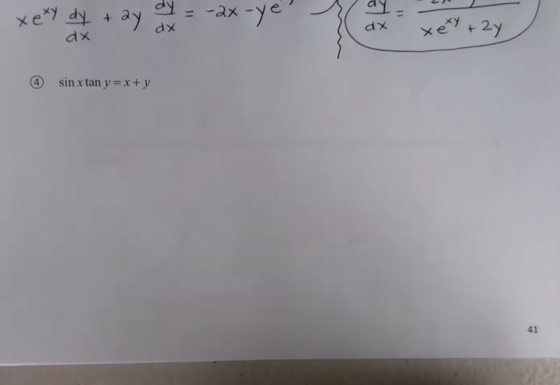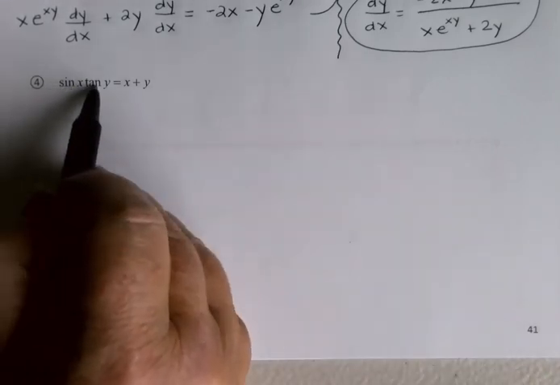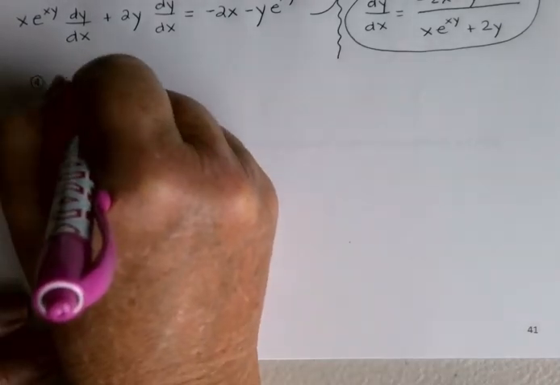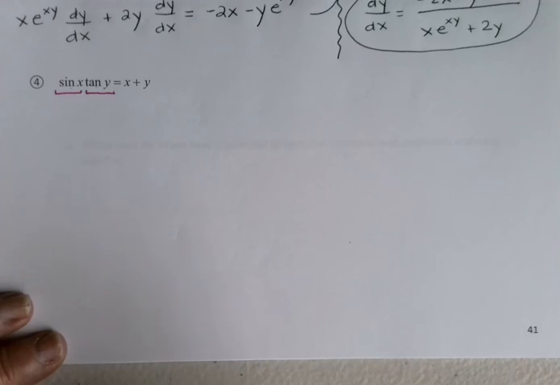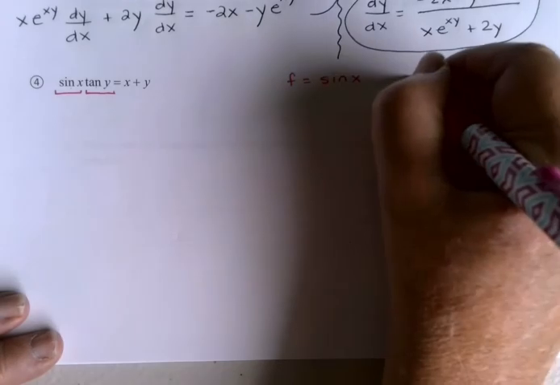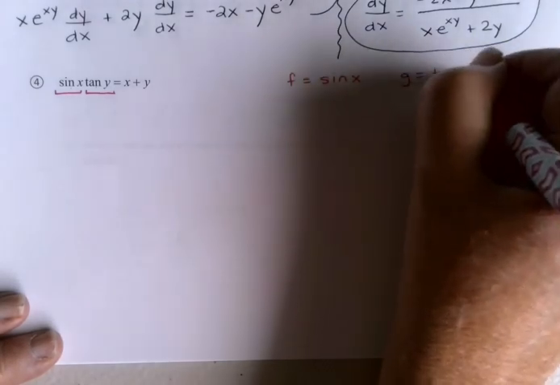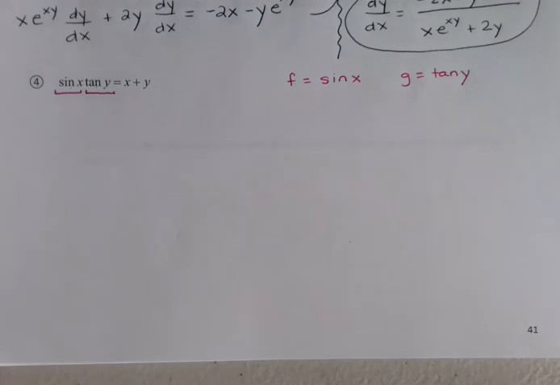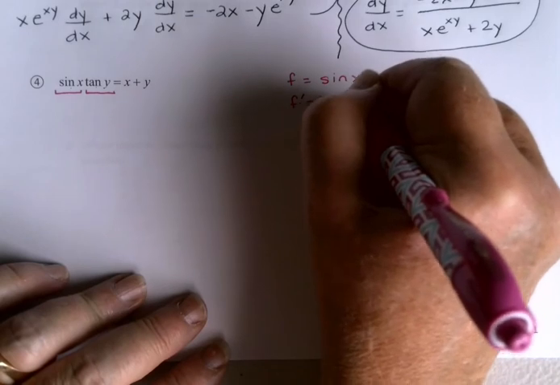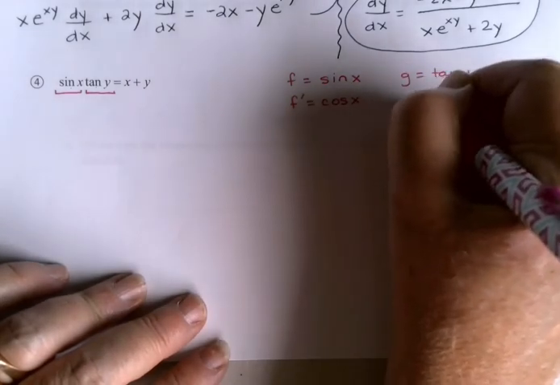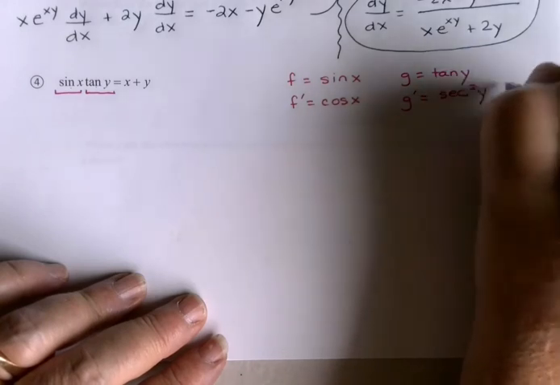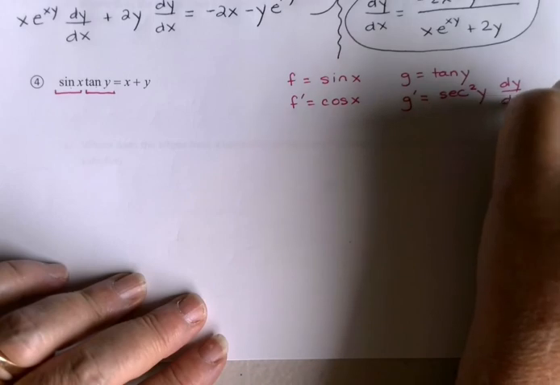So in example 4, I'm seeing a product rule right away over here on the left. Sine x times tangent y. So we'll set that up right away. F is sine x. G is tangent y. In case you haven't already guessed, you're going to use a lot of product rules in this section. F prime then would be cosine x. And G prime would be secant squared y, and then the chain rule times dy dx.